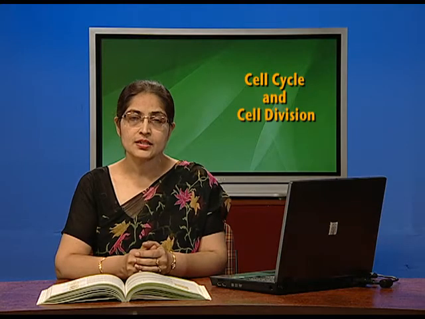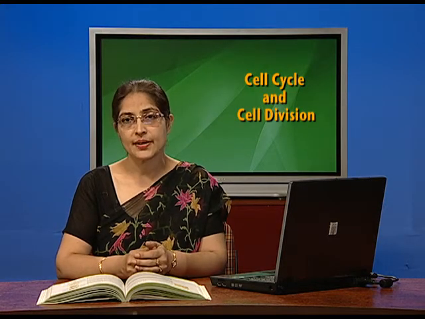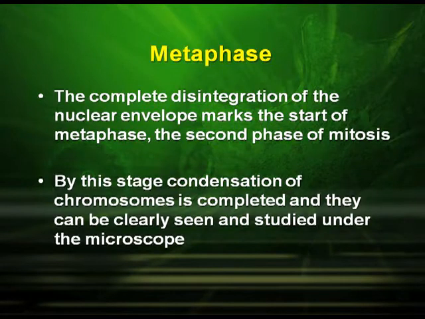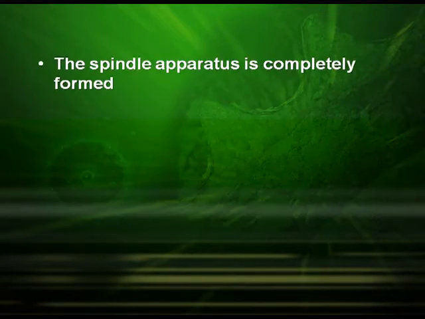The next phase of mitosis is the metaphase. The complete disintegration of the nuclear envelope marks the start of metaphase. By this stage, condensation of chromosomes is completed and they can be clearly seen and studied under the microscope. The spindle apparatus is also completely formed.